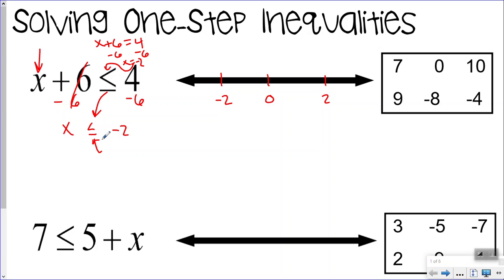Because we have the or equal to, we're going to have a filled in circle, and we're saying that we want everything smaller or less than negative 2. Those values are to the left. If we think about possible solutions, 7 is going to be over here, way too big. 0 is not included in the graph, neither is 10, and neither is 9. However, negative 8 and negative 4 are going to be over here to the left, and those are solutions.